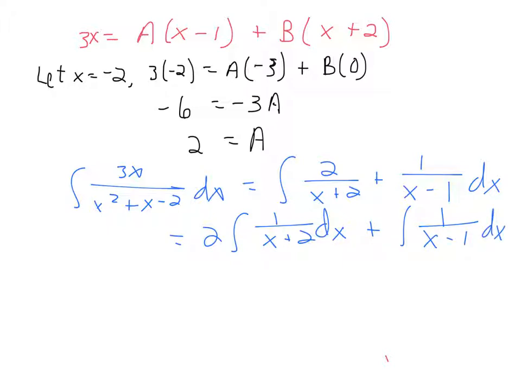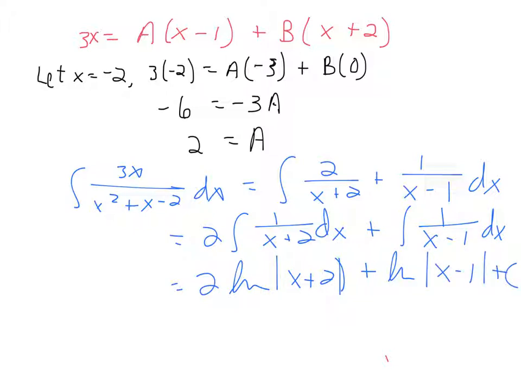And of course, now we're primed and ready to use our natural log rule. And our inside function is just x plus 2, so we just need a 1 in front of the dx, which we already have. So it's just 2 times the natural log of the absolute value of x plus 2, and then plus the natural log of the absolute value of x minus 1, and plus c. And we are done.